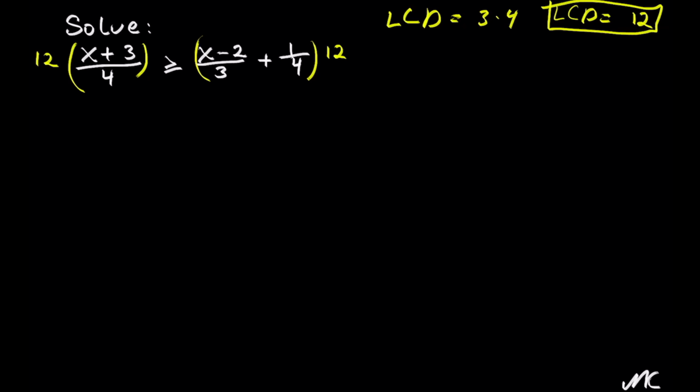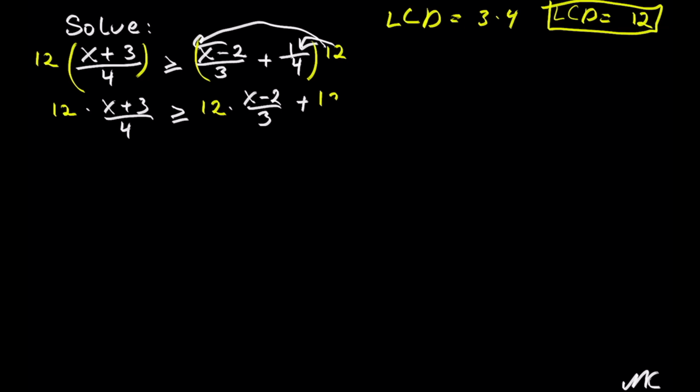So let's distribute 12. We have 12 times x plus 3 over 4 is greater than or equal to, let's distribute 12 into this parentheses, 12 times x minus 2 over 3 plus 12 times 1 over 4. Remember that a whole number is multiplying the numerators, or you can always put it over 1. And in fractions, you multiply numerators together and denominators together. I can reduce numerators and denominators.